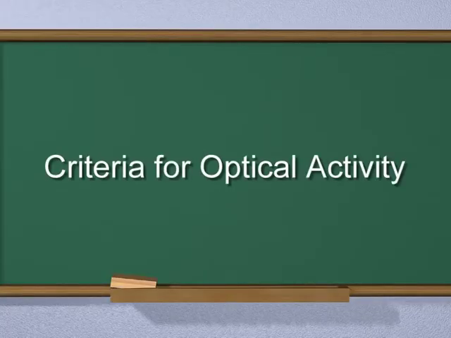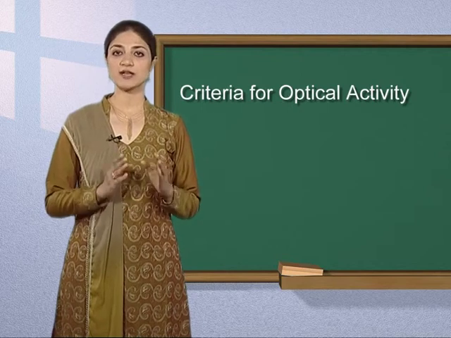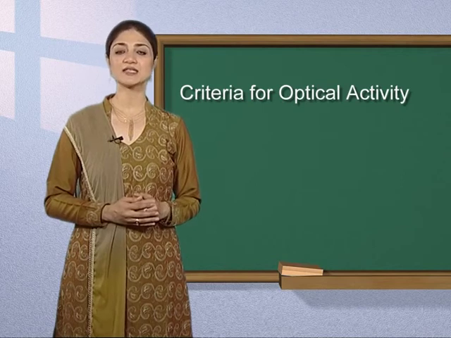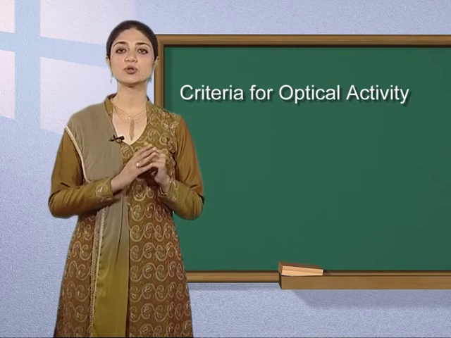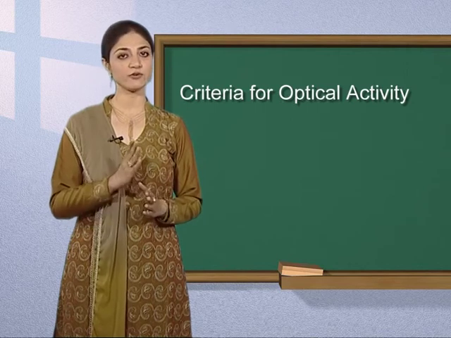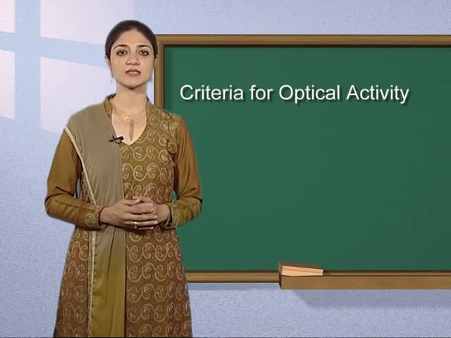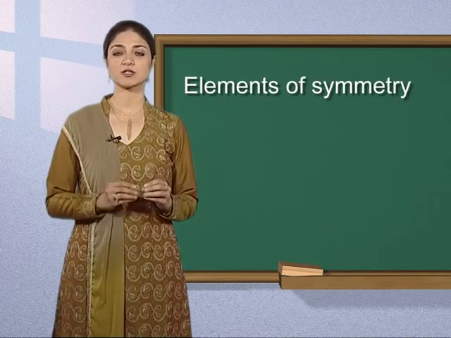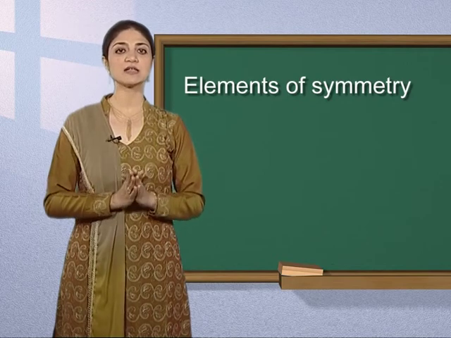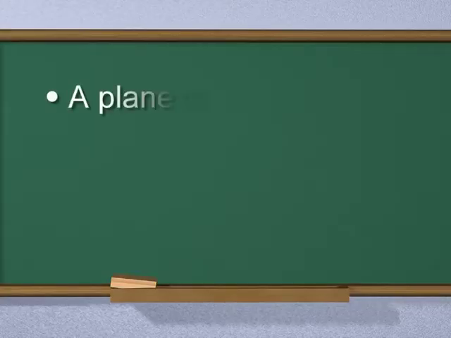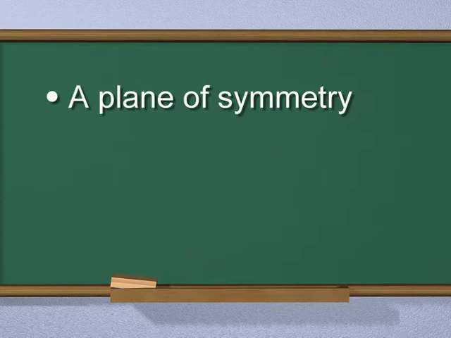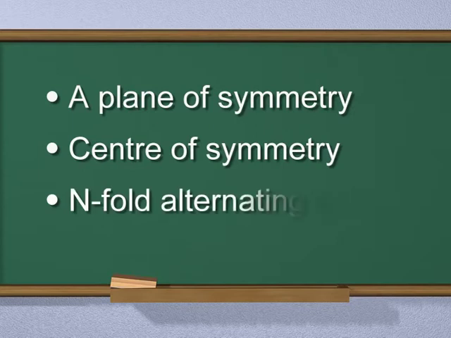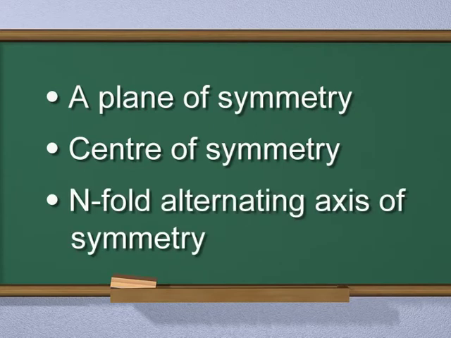Criteria for optical activity. The absolute criteria for any compound to be optically active is dissymmetry. That is, it should not have any element of symmetry. Let us discuss elements of symmetry. A given compound is symmetrical if it has any of the following: a plane of symmetry and or center of symmetry and or n-fold alternating axis of symmetry.